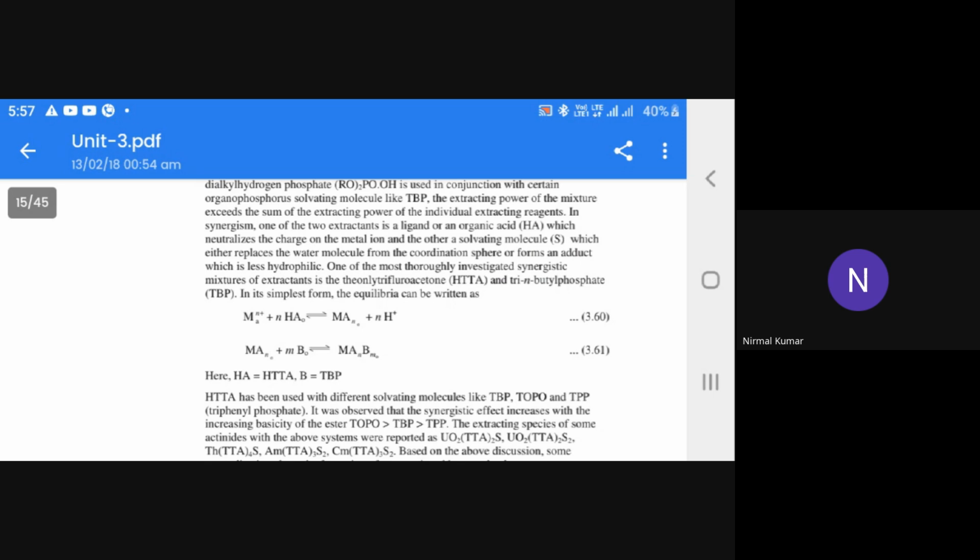So HTTA has been used with different solvating molecules like TBP, TOPO, and TPP, triphenyl phosphate. It was observed that the synergistic effect increases with the increasing basicity of the ester. TOPO, TBP, TPP, all these things.